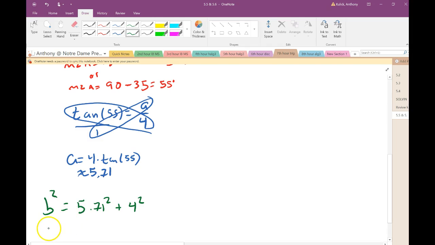And when I take the square root of that and type that into my calculator, I get about 6.97.